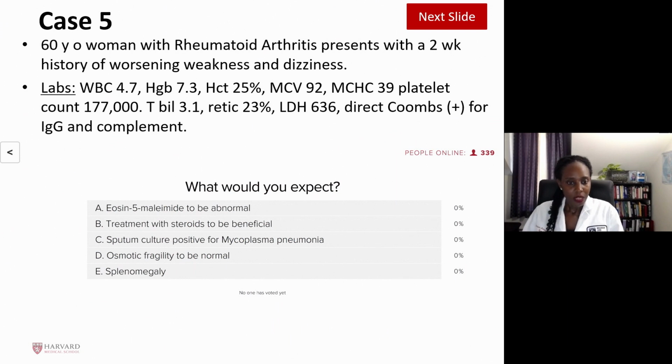Eosin-5-maleimide to be abnormal, treatment with steroids to be beneficial, sputum culture to be positive for mycoplasma, osmotic fragility to be normal, or splenomegaly.